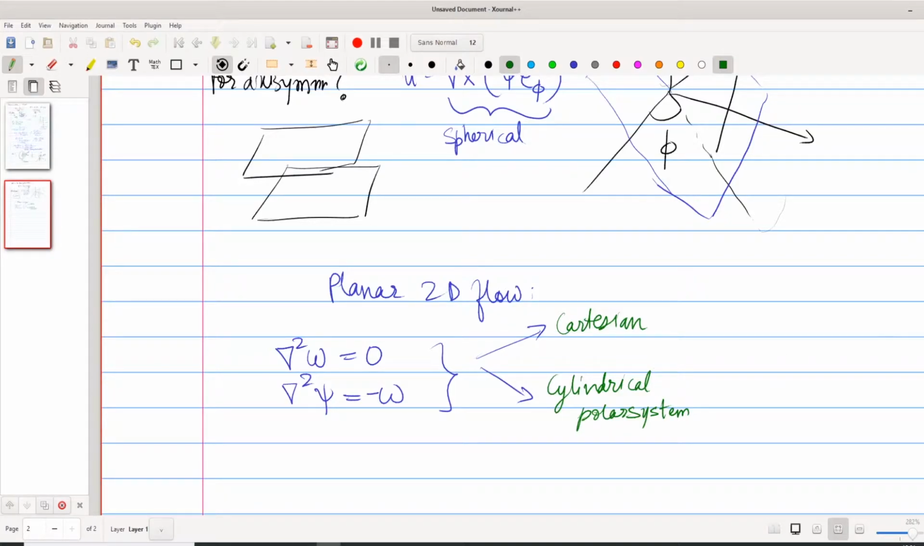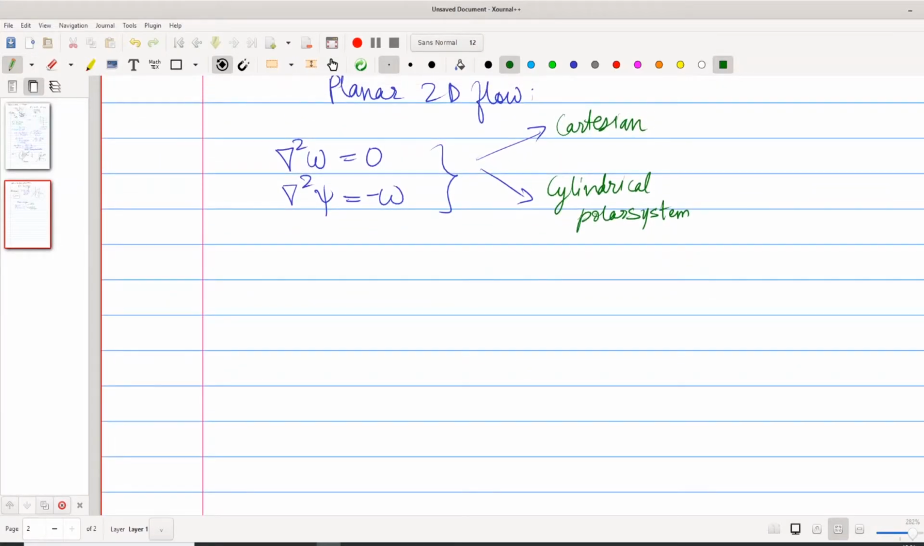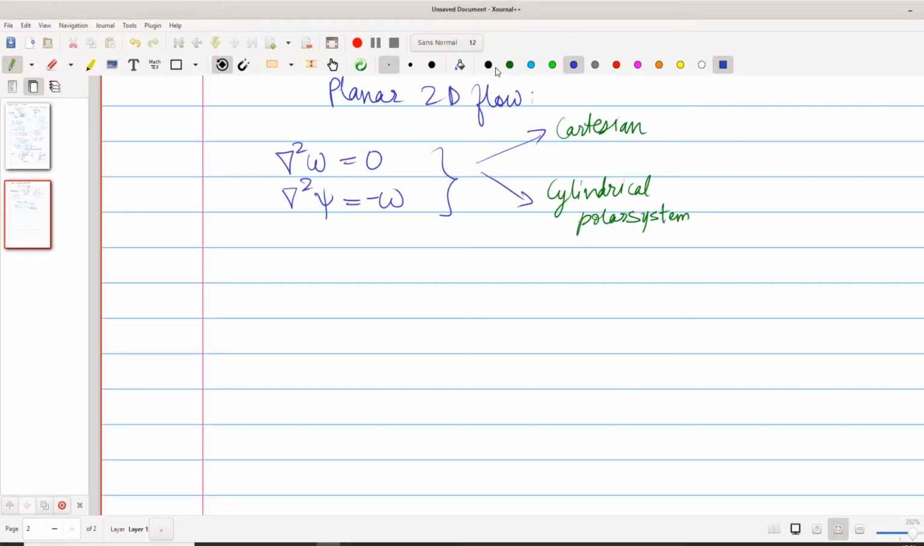Let us write down the equation. Rather, before writing down the equation, let us see what the problem of Moffatt was. Suppose we have a plate which is fixed like this, and we have a long plate.